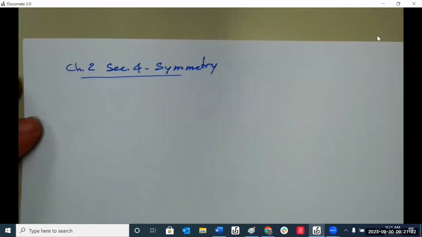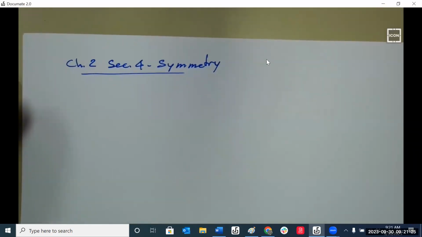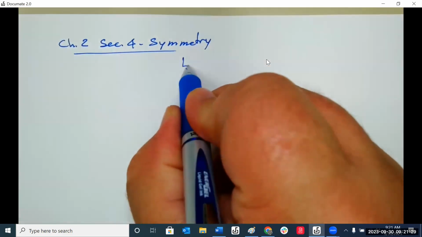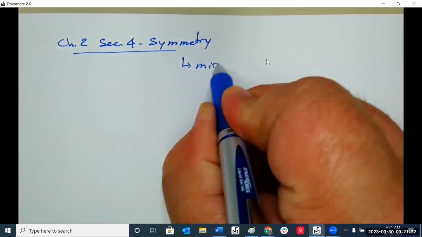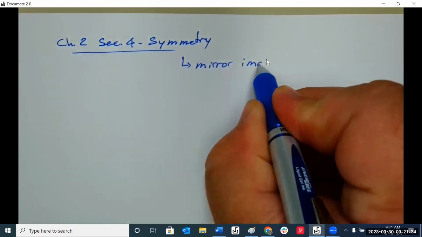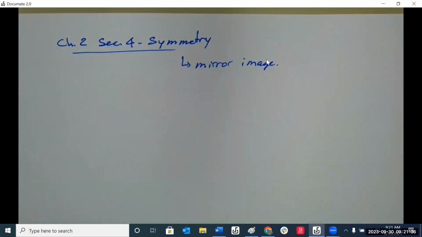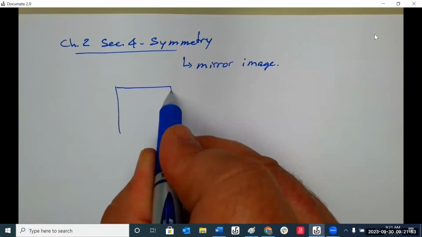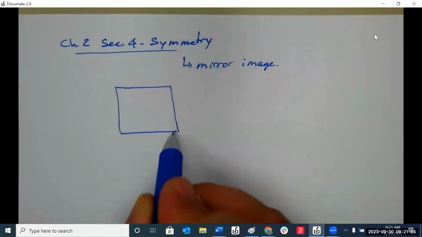What does symmetry mean? Mirror image. Same on both sides. That's an even better definition. Give me an example of something that's symmetric. The square is very much symmetric, but a square is symmetric about where? About what?